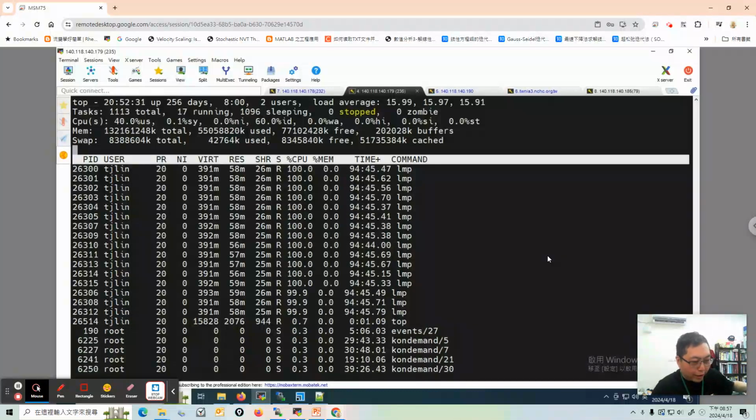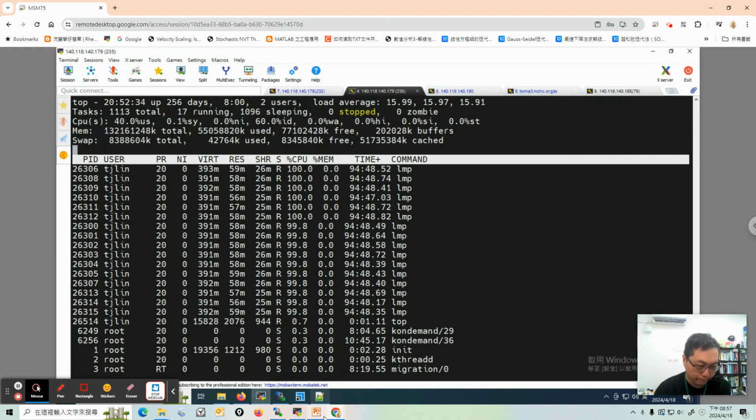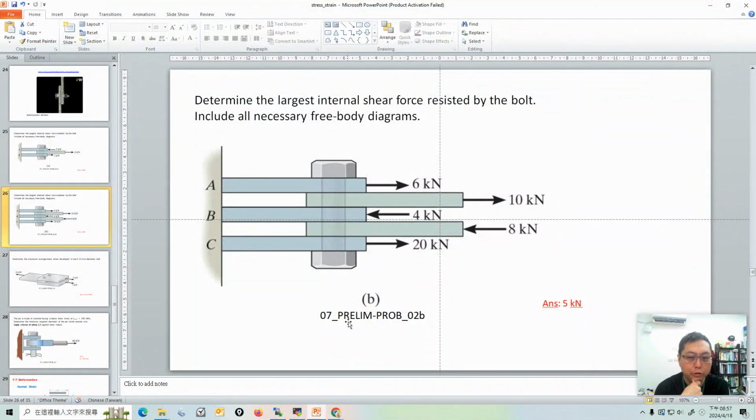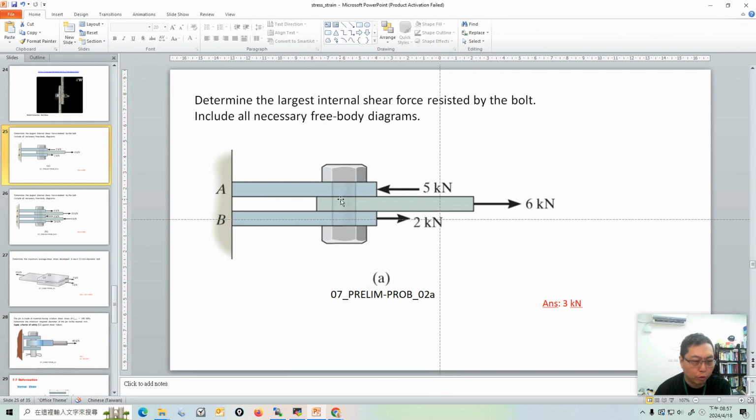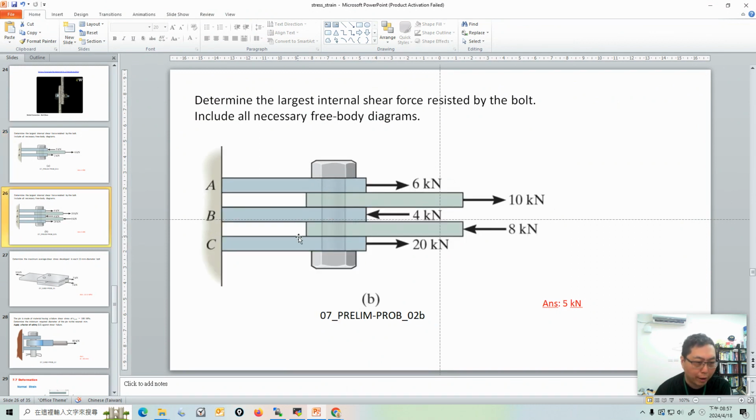Okay, hello everyone. In this video, I'm going to show you another example to calculate the shear force in the bolt. In the previous video we introduced what I think is called double shear, and this one we have more shear. In this example, I also want to show how to draw the free body diagram to analyze the shear force in the bolt.